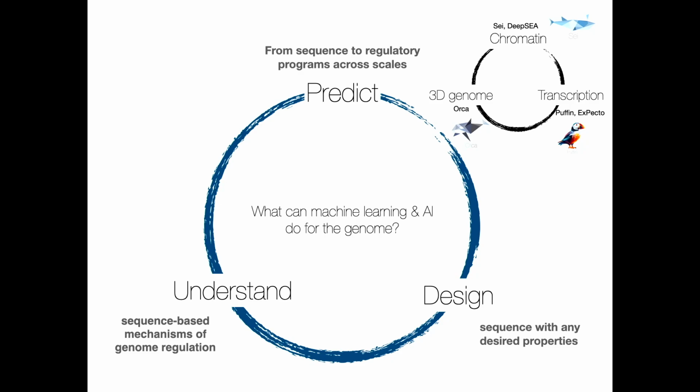And the third direction is kind of the flip side of prediction. Instead of going from the sequence to predict its activities, we also want to be able to do it the other way around. We want certain regulatory activities. Can we design sequences that give us that activity? So I think there is a synergizing effect among all three of those directions.